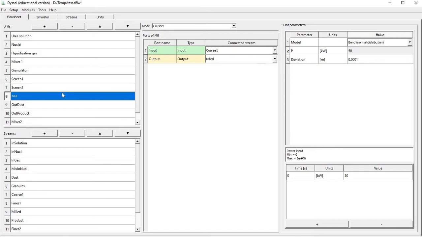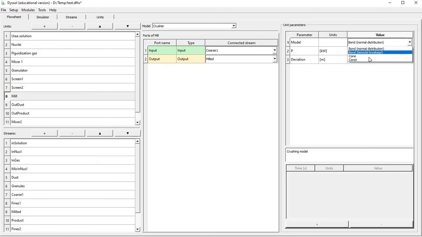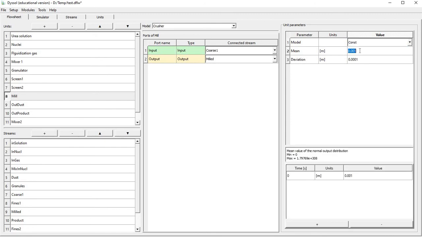The next model is a meaning. Here the constant model will be used. This means that the output particle size distribution is directly described. In this case we have a mean diameter of 0.9 mm and a standard deviation of 0.1 mm.